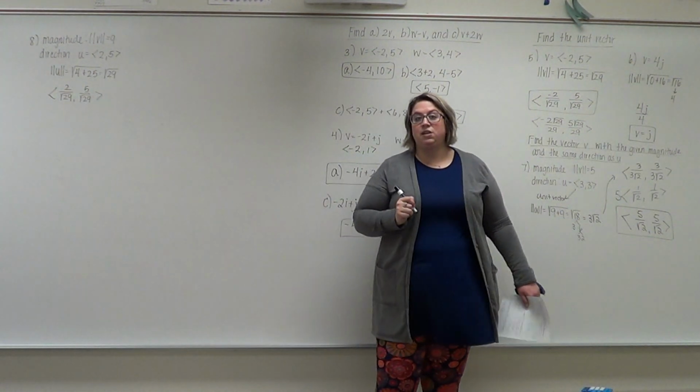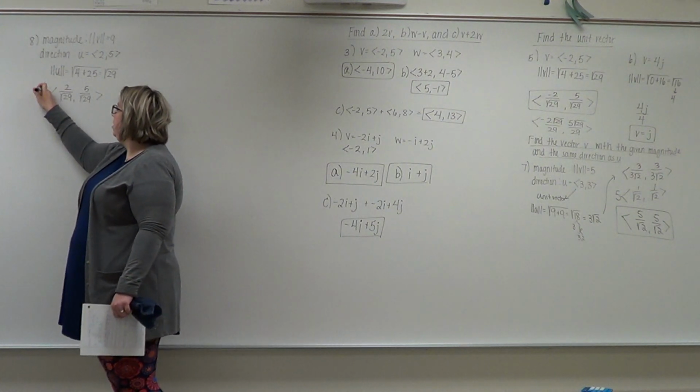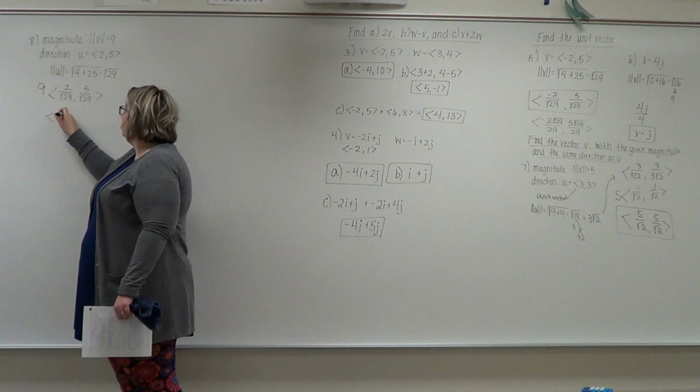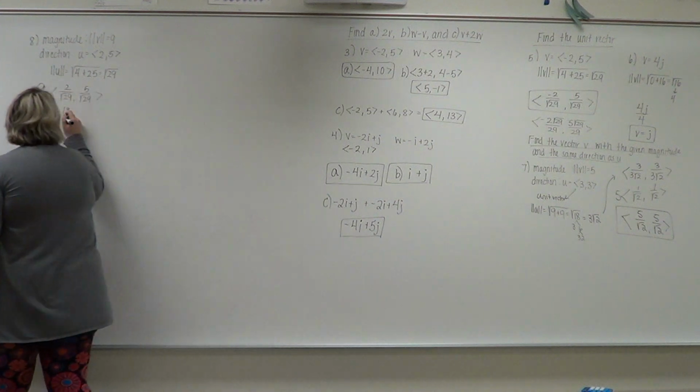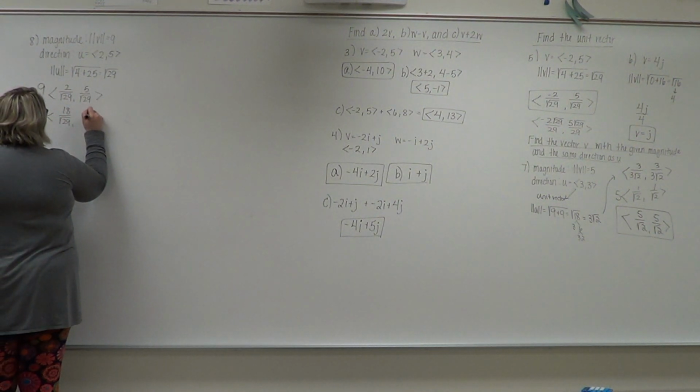Okay, but I wanted the same magnitude as v, so now I want to multiply by 9. So my vector would be 18 over square root of 29, 45 over square root of 29.